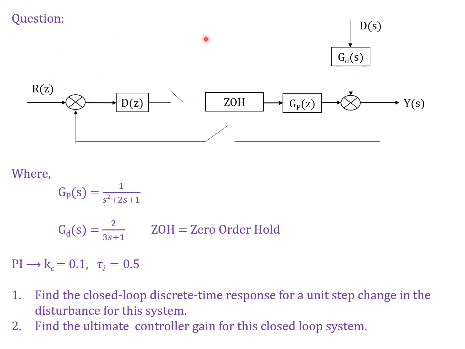You can try this question as a tutorial, and you'll be able to find the closed loop discrete time response and the ultimate gain, and you will be more familiar with what's happening using the discrete time system formulation, with the addition of the hold element, the sampling, and working with the Z domain. Okay, thank you very much.